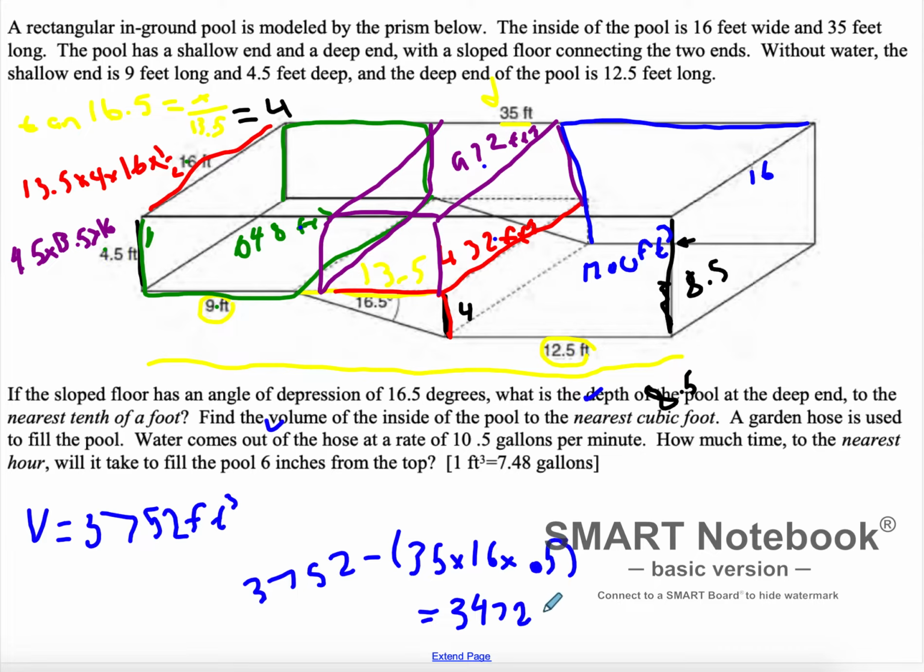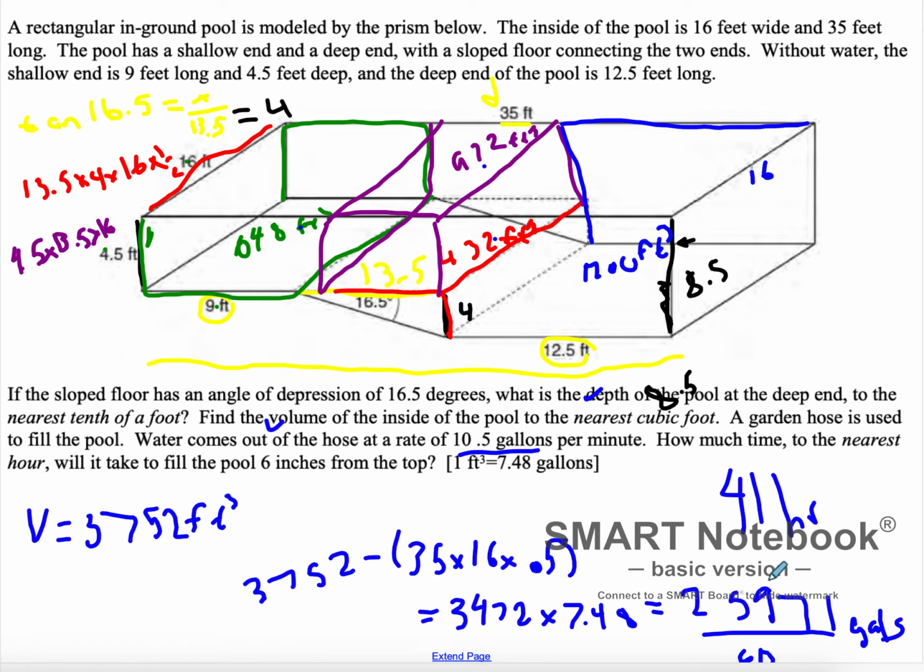So here I need to see, well, how many gallons are there going to be? Well, I know for one of them it's 7.48 gallons. So I'm going to multiply it by how many cubic feet I have, and I end up with 25,971. And this is how many gallons I'm going to have, right? Because I'm multiplying, I'm now changing the volume to gallons because I want to know gallons. And this says gallons per minute. So what you got to do is divide this by the rate to find how many minutes there are.